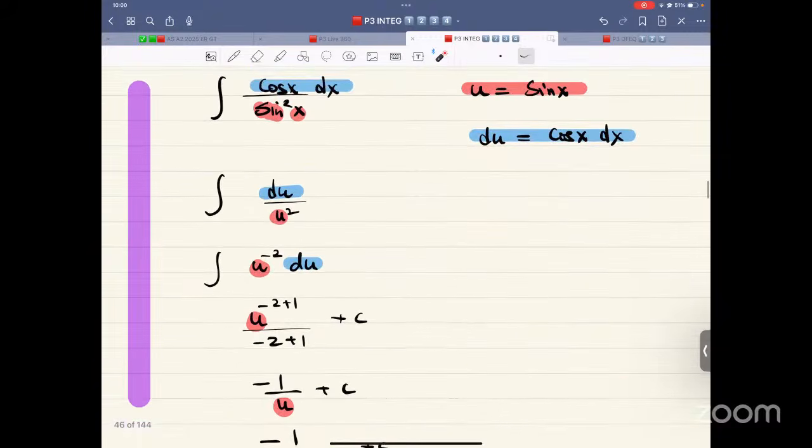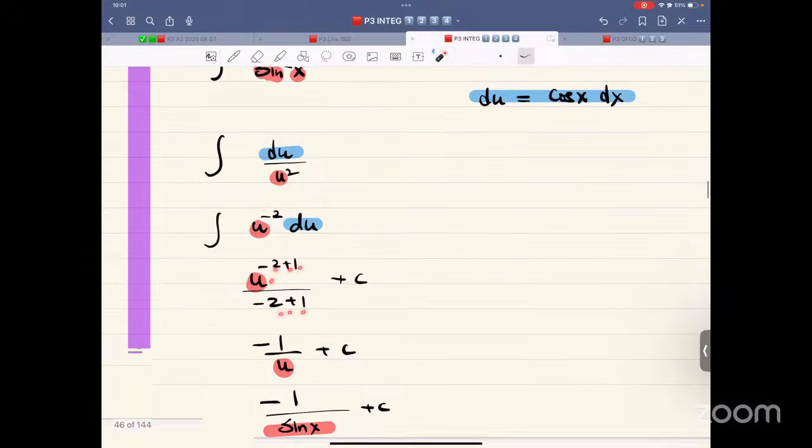Let's move on. Cos x over sine square x dx. So u is sine x, du is cos x dx. The derivative has to be in the numerator. It cannot be that dx is in the numerator and there is something written over here. That's not possible. So this is 1 over u squared du. That is u raised to the power of negative 2 du. That is u raised to the power of negative 2 plus 1, over negative 2 plus 1, plus c.